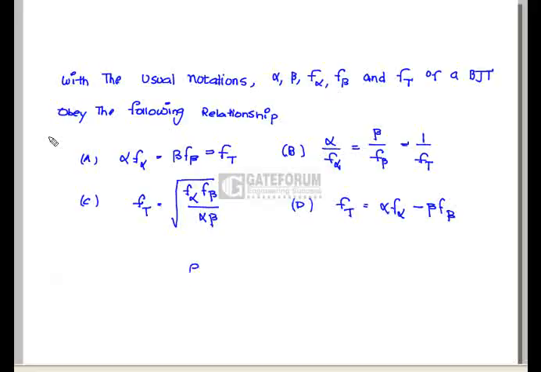We know the relationship between ft and fβ is given as ft equals β times fβ. Also, fα equals (β + 1) times fβ. From this, we can derive the relationship between ft and fα as ft equals α times fα. From this, option A is correct.